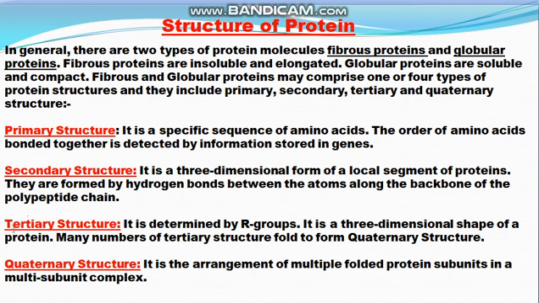Next comes the tertiary structure. Tertiary structure is determined by R groups, and it is the three-dimensional shape of a protein. Many tertiary structures fold and form the quaternary structure, and the quaternary structure is the arrangement of multiple folded protein subunits in a multi-subunit complex. So these are the four types of structures of the proteins. This structure will be further clarified when you see the diagram.